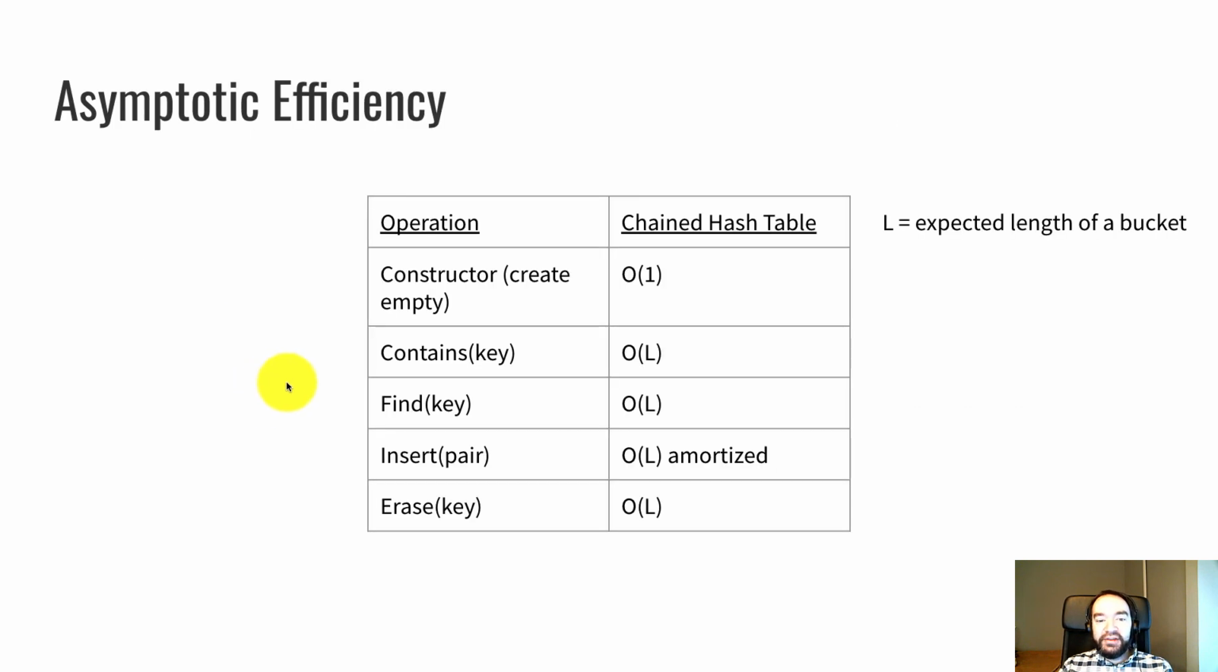So altogether, here's the efficiency of our chained hash table. Many of the operations are defined in terms of L, which is the expected length of a bucket. We need to work that out to complete this analysis. But the constructor takes constant worst case time, and then all of the other operations take big O of L time. So contains and find take big O of L time, where L is the length of a bucket. Insert takes big O of L amortized time. The amortized is in there because of occasional resizing, and the erase operation is also big O of L. So if we can get L to be a small number, then this is a very efficient data structure.